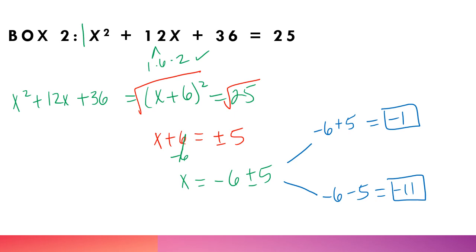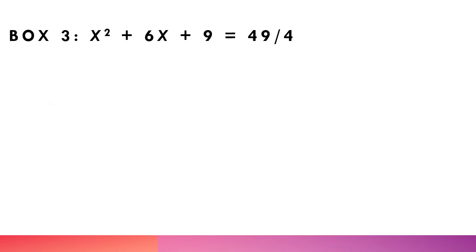Okay, let's try another one. So here I have x squared plus 6x plus 9 equals 49/4. Fractions are our friends, not our enemies. So again, double checking. Perfect square, perfect square. 9 is made of 3 times 3. 3 plus 3 makes 6. Awesome. So I know that this is going to factor down to become x plus 3 squared equals 49/4.